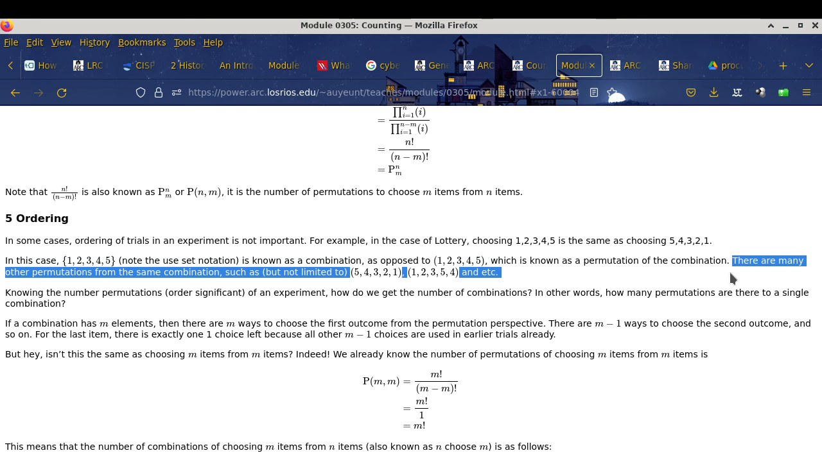So we have 1, 2, 3, 4, 5. We have 1, 2, 3, 5, 4. We have 1, 2, 4, 5, 3. 1, 2, 4, 3, 5, and so on and so forth. So what would be the total number of permutations corresponding to the same combination in this specific case? You guys know how to get to that answer already. It's just a matter of remembering what we are dealing with here. Does anyone want to give it a try?